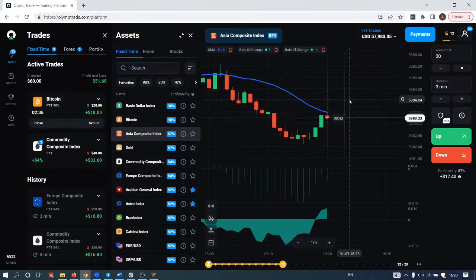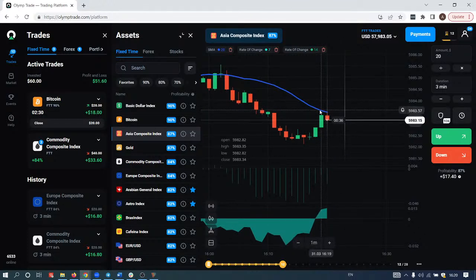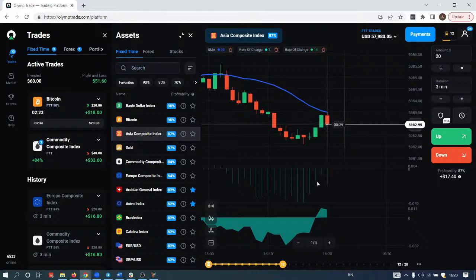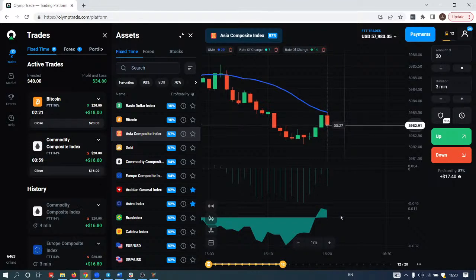All right, so Asia Composite Index currently. This is what I called confusion signal once again, because the first one, the 20 SMA, tells us we need to go down. This one too, the second indicator, and now the third layer of confirmation, which is the 7 rate of change, suggests that we should open an up trade. So basically up, up, down. Okay, doesn't work. You need to have all of them pointing in the same direction.